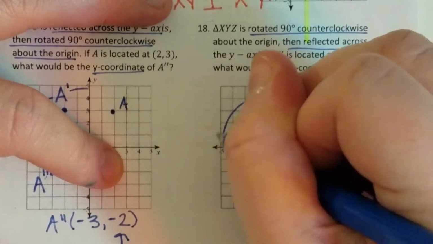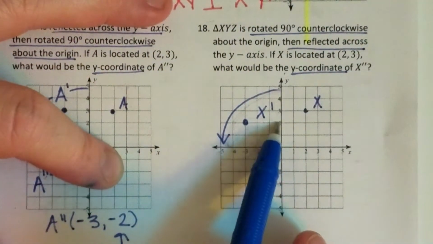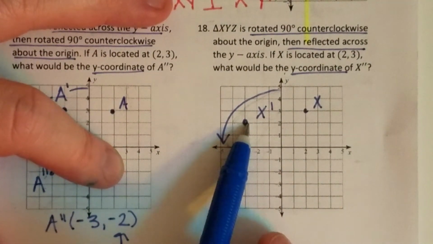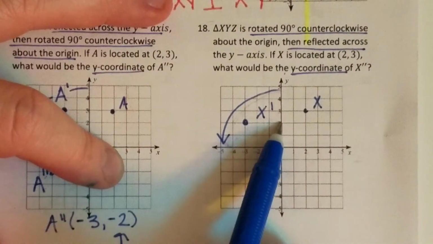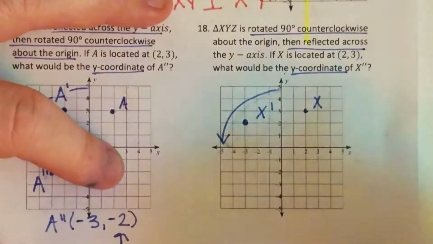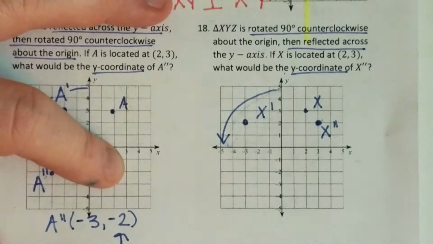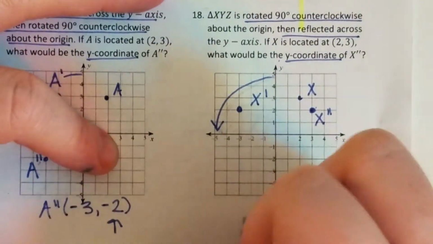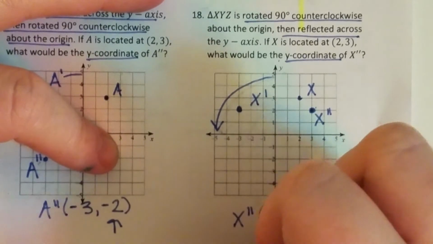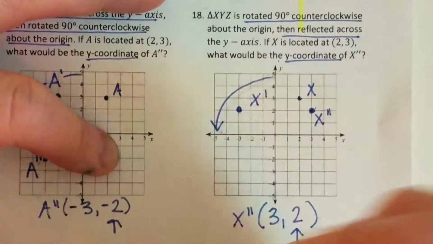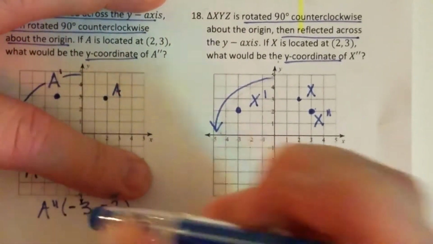And if I look at how far to the left X prime is from the mirror line or the line of reflection, it's 3 units to the left. So I'm going to mirror that and go 3 units to the right. And there's X double prime right there. So the coordinates of X double prime are +3, +2, and there's my y coordinate right there.